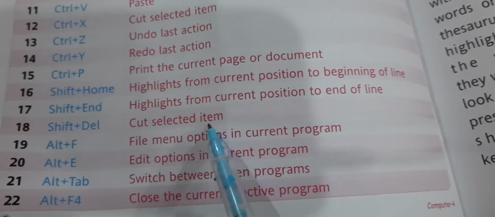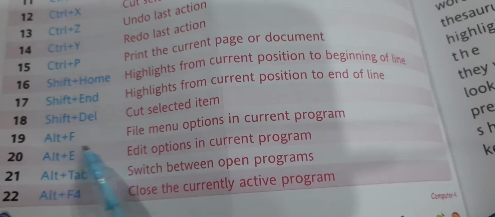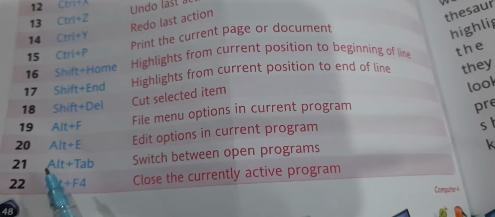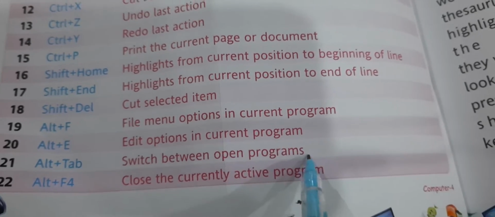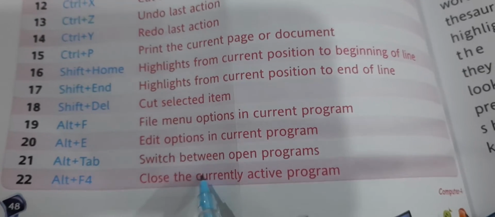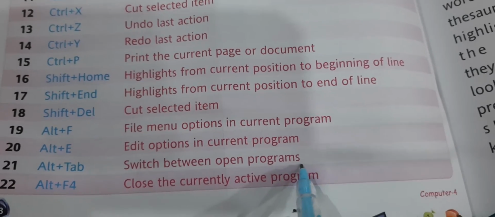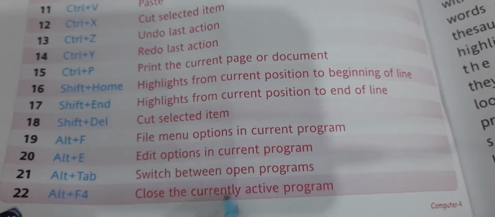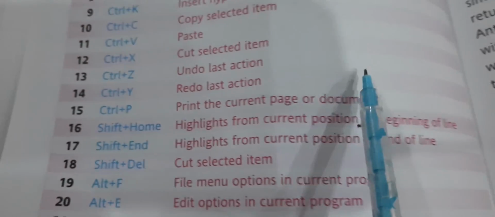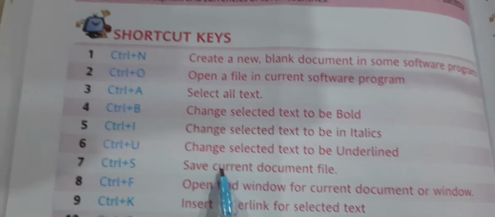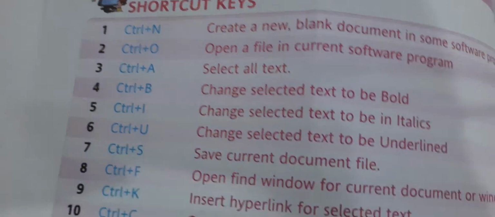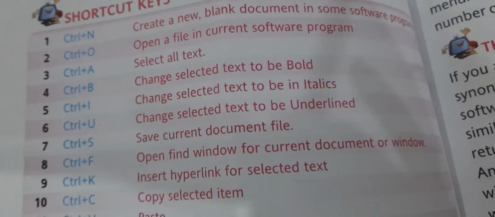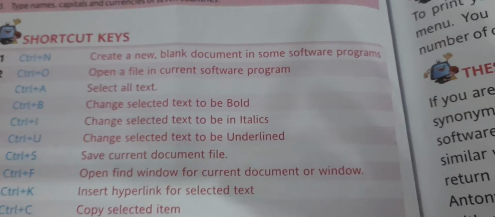Shift plus Del cuts the selected item, Alt plus F opens the file menu in the current program, Alt plus E opens edit in the current program, Alt plus Tab switches between open programs, and then Alt plus F4 closes the currently active program. It will close the program in which you are working. So children, you have to learn all these shortcut keys. You have studied these shortcut keys in this chapter also, and these are very important with regard to other applications as well.